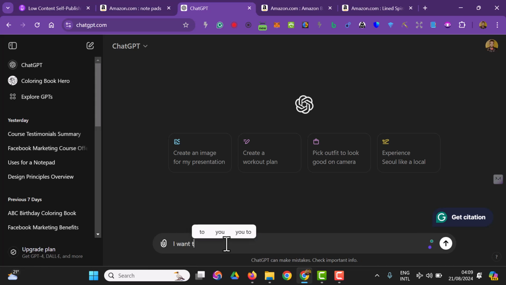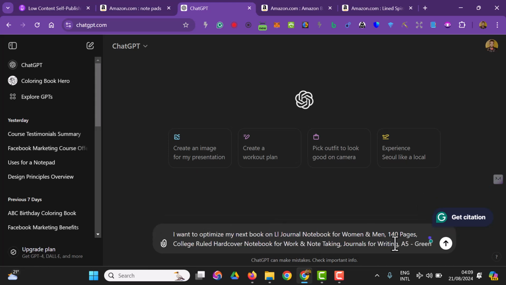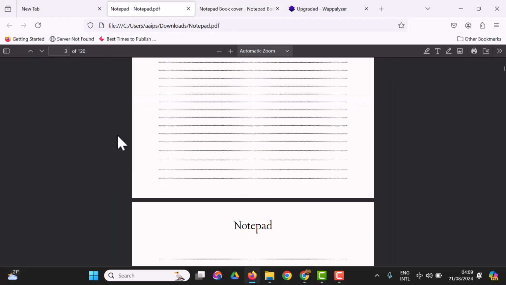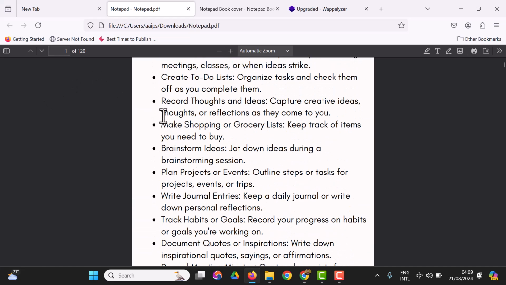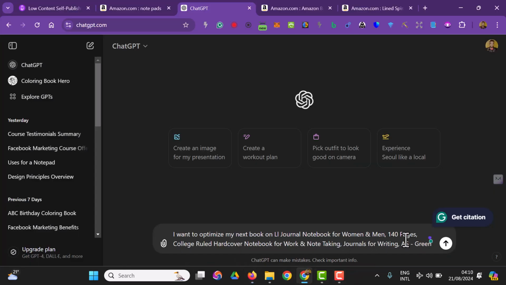I want to optimize my next book, a journal notebook for women and men, with how many pages. We had about 120 pages inside our notepad. When I remove these two, let's say over 100 pages. Yeah, we'll do that. Notebook for women and men, over 100 plus pages, and we can say college wood hardcover notebook for work, notepad for work and note taking journals, for writing.